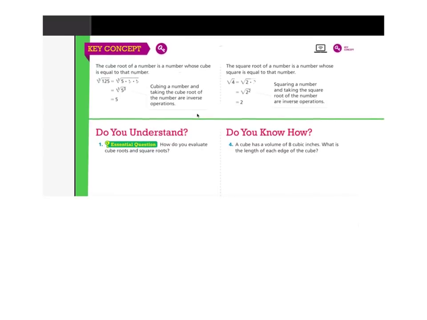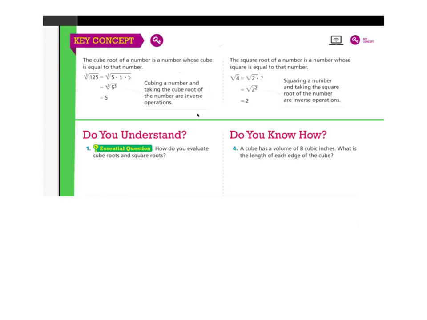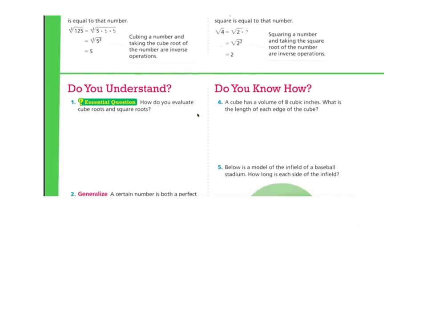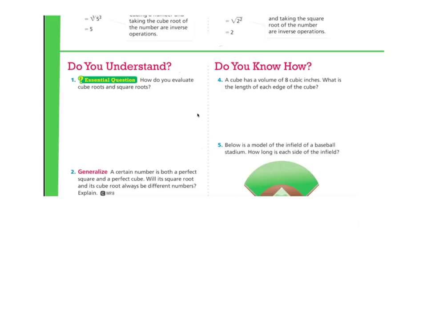Again, there's your key concepts up at the top there about cube roots and square roots. All right, and our first question is right here. All right, and it wants to know, how do you evaluate cube roots and square roots? Well, I could show you the long, drawn-out, boring way to evaluate cube roots and square roots, but that would be miserable. So for now, how do we evaluate them?